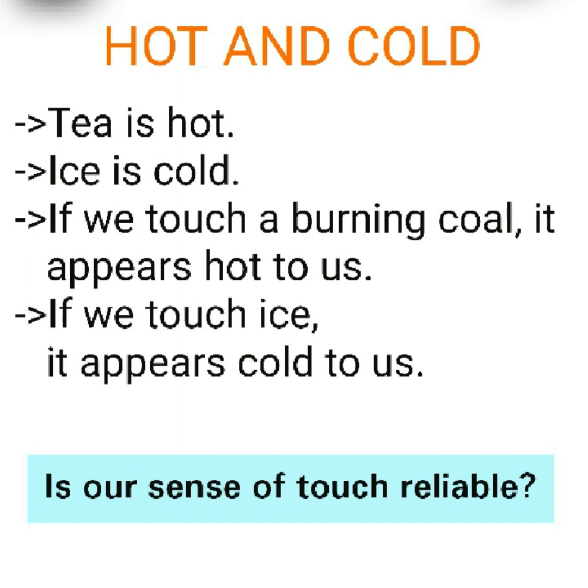The terms hot and cold used by us so often refer to a certain class of sensation which we generally experience through touch. If we touch a burning coal, it appears hot to us. If we touch ice, it appears cold to us. So we see that some objects are cold while some are hot. You also know that some objects are hotter than others, while some are colder than others.